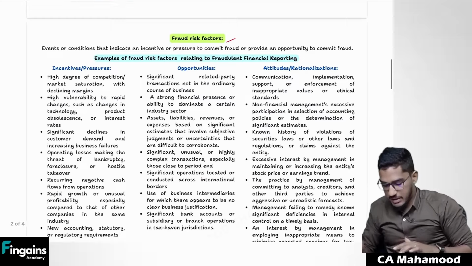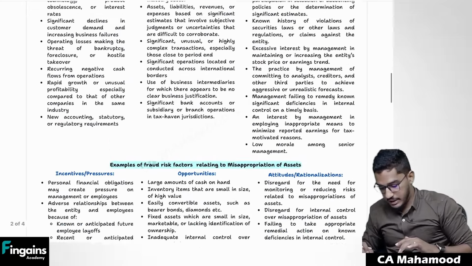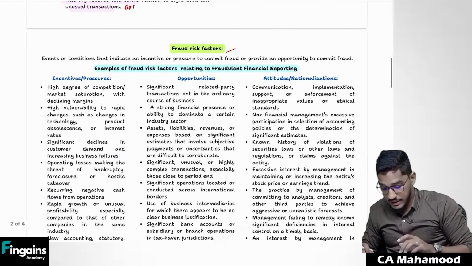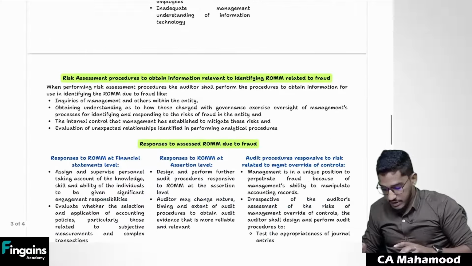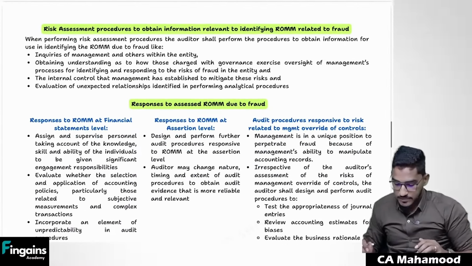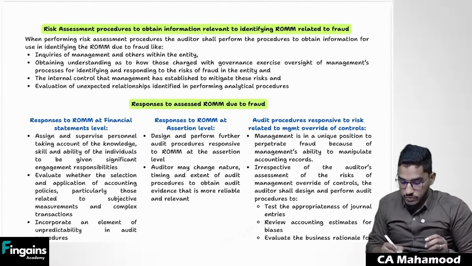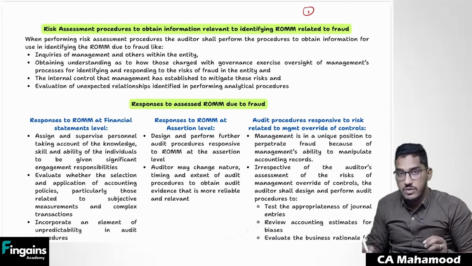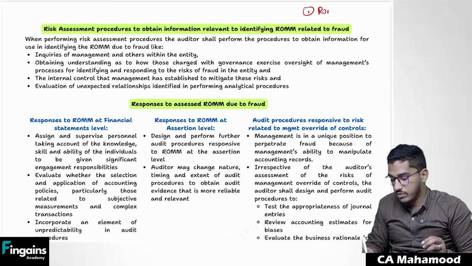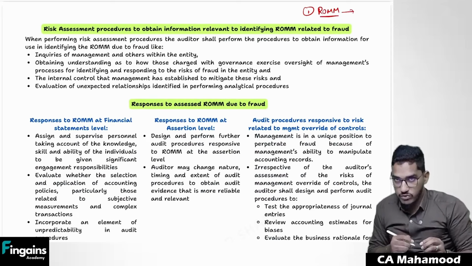So this concept I will come to at the end of the standard. Fraud risk factors, I will talk about it later. Let us discuss various other things. As I have just now told you, the first objective of the auditor. What is the first objective of the auditor? To find out risk of material misstatement relating to fraud.